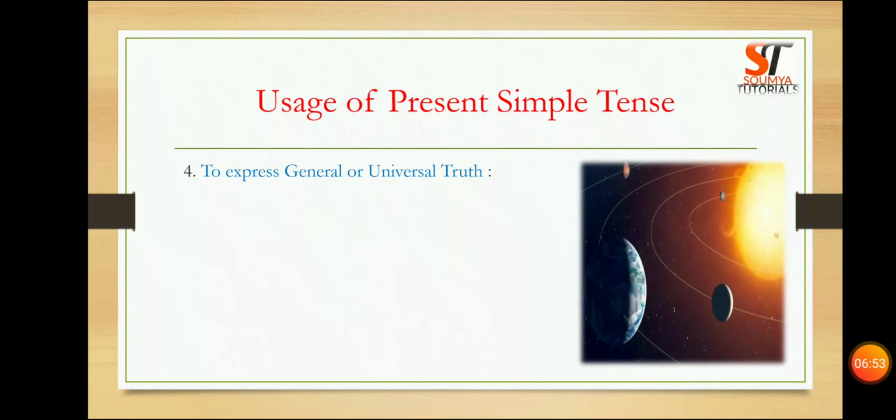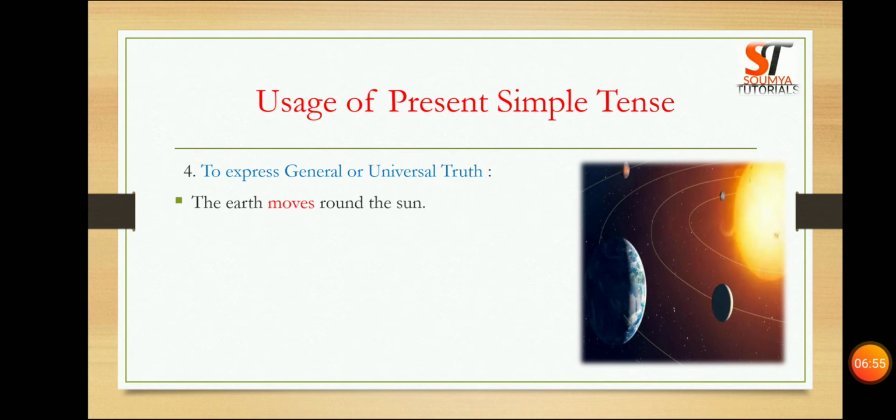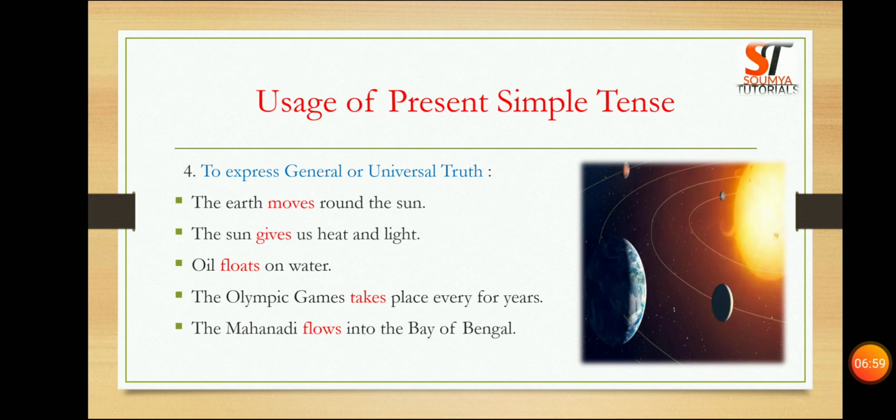For example, the earth moves around the sun. This is a universal phenomenon. The sun gives us heat and light. Oil floats on water. The Olympic Games takes place every 4 years. The Mahanadi flows into the Bay of Bengal. All these are general scientific truth, universal truth. So we use simple present tense.